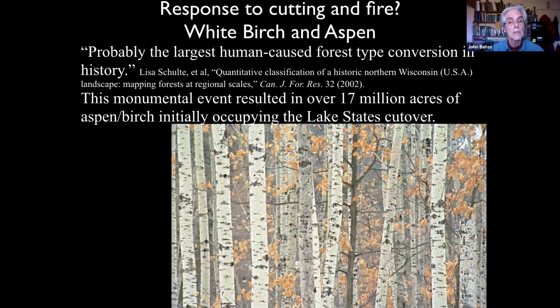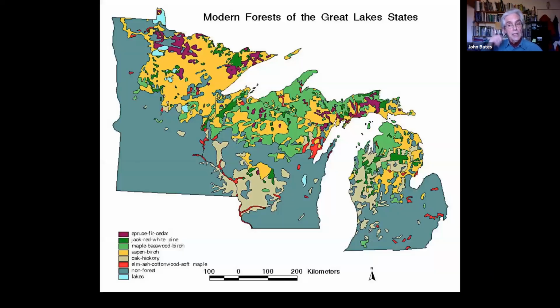Lisa Schulte in a scientific paper says probably the largest human-caused forest type conversion in history, converting 17 million acres of forested land, of older growth forests, very little that was white birch and aspen, into white birch and aspen. And so this map shows the modern forests of the Great Lakes states today, and you'll see all that yellow that hadn't been either in Michigan or in Wisconsin, which now represents aspen birch. So we've regrown our forest, but we've certainly not restored our forest to anything close to what it once was.